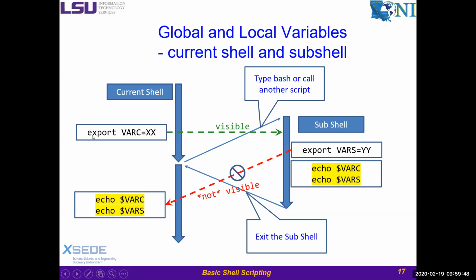You can do the exercise: export varC equals something. And in the subshell, you can do export varS, for subshell, equals something. And you can do echo $varC and $varS. And when you execute the subshell, do the same thing again. See which one is still visible. That's how you can get yourself familiar with the global and local variables. When you define something in the subshell, it's not inherited. All right, keep in mind.